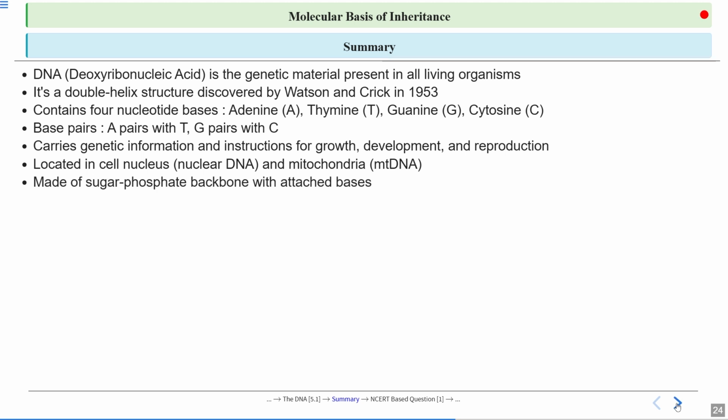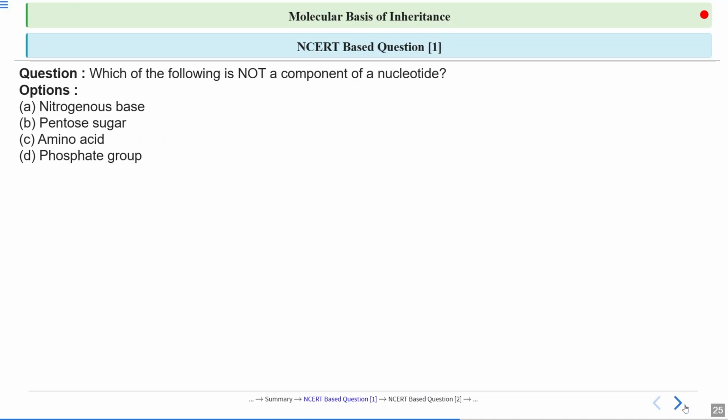The backbone of DNA is sugar and phosphate, with attached bases facing inwards, and we know that they complement each other, purine and pyrimidine. A purine will always bind with a pyrimidine, so that there is a stable, uniform helix width. So this is all about today's summary.